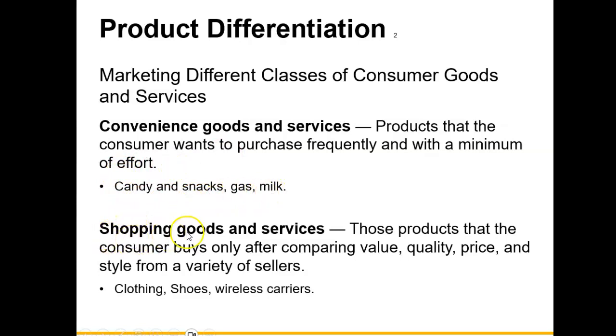Then we have shopping goods and services. These are products that the consumer buys only after comparing value, quality, price, and style from a variety of sellers. So before you decide to purchase your clothing, shoes, even a wireless carrier, typically you're going to do a comparison of one product against the other, comparing the value of those products, the quality, price, and also style.